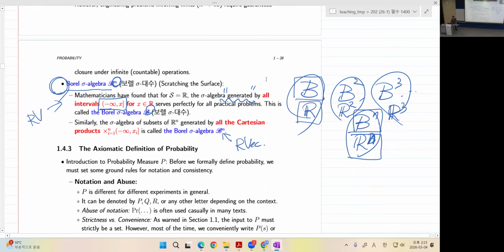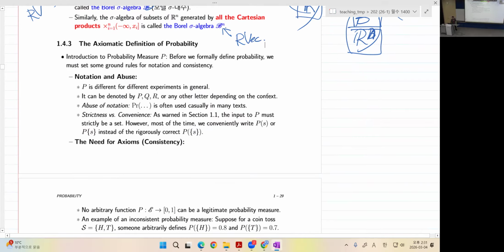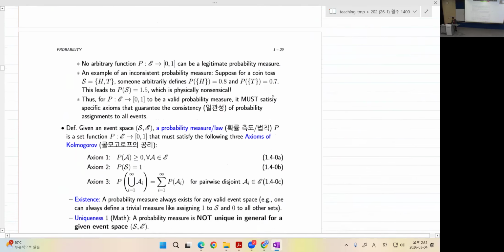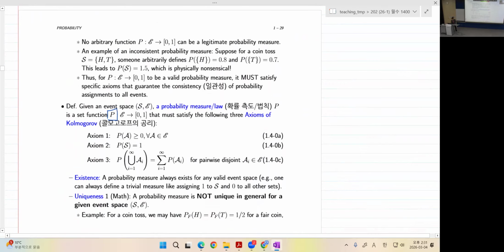Got it? Anyway, now the review is over and we are now studying this probability measure. So we are going to talk about the third component of a probability space that is called the probability law or the probability function or the probability measure of the probability space. And as I told you, we have the domain and the codomain. And here, the domain E must be a sigma algebra of subsets of the sample space.